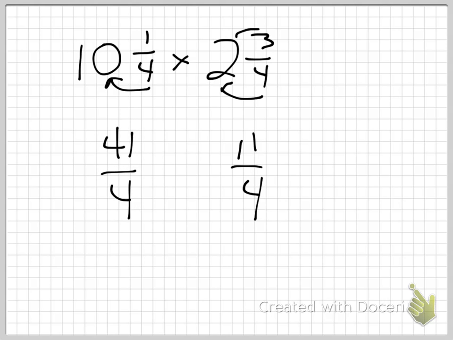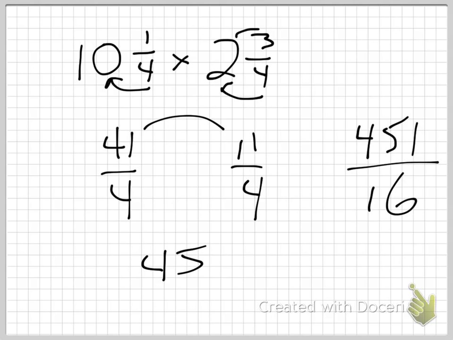That's messed up then, right? This is going to be a long problem. 41 times 11 ends up being 410, 451, right? Yeah, 451 over 16. Now what do I do? Divide 451 divided by 16.